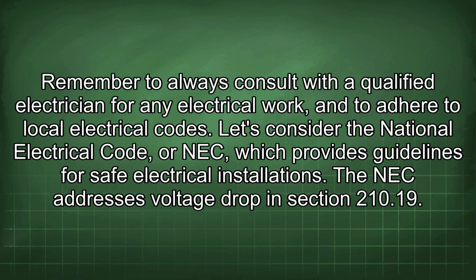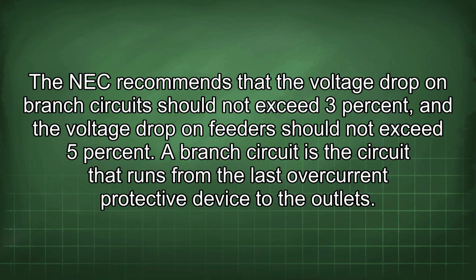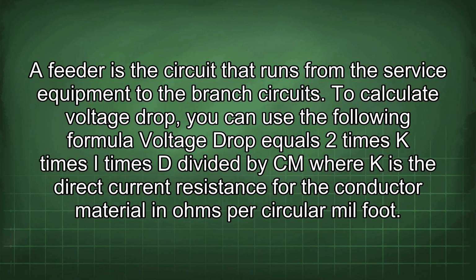Let's consider the National Electrical Code, or NEC, which provides guidelines for safe electrical installations. The NEC addresses voltage drop in section 210.19. The NEC recommends that the voltage drop on branch circuits should not exceed 3%, and the voltage drop on feeders should not exceed 5%. A branch circuit is the circuit that runs from the last overcurrent protective device to the outlets. A feeder is the circuit that runs from the service equipment to the branch circuits.